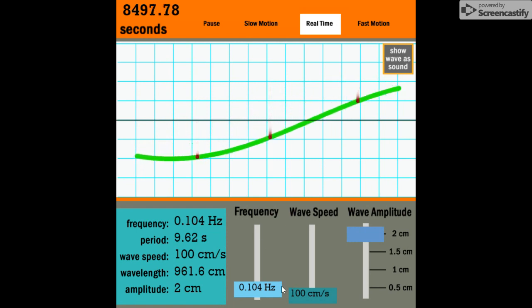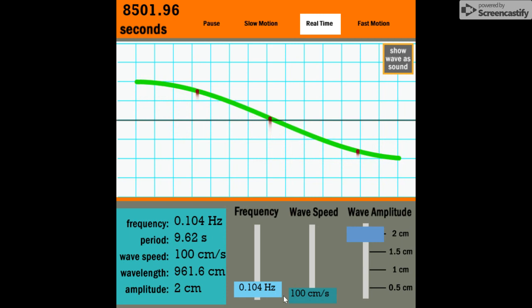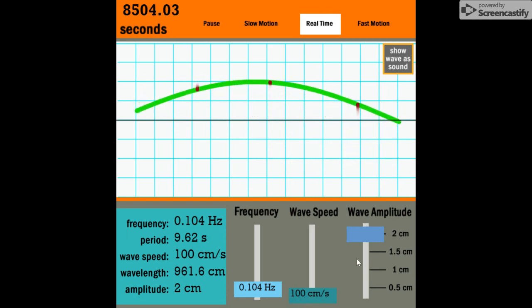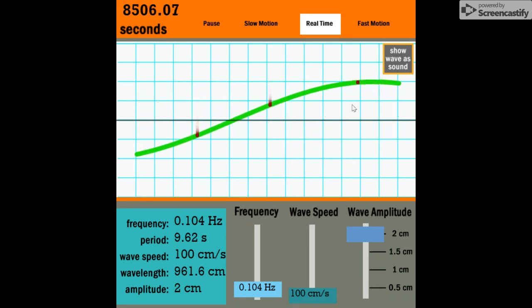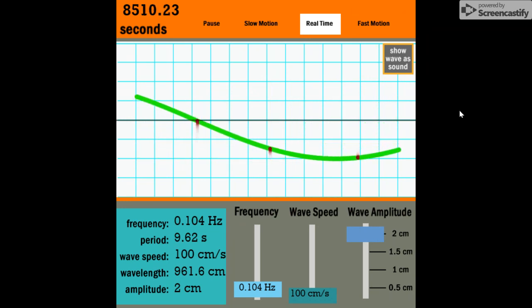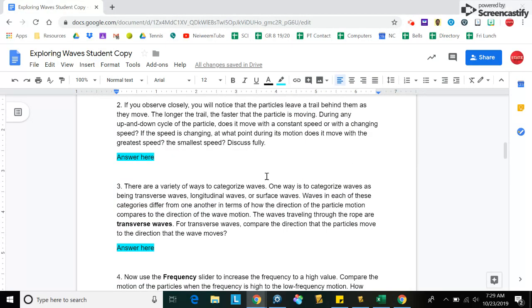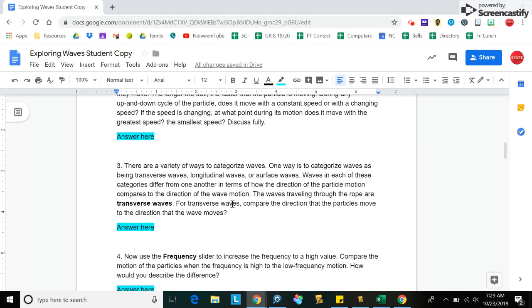It's talking about that. Remember, you want to be at roughly 0.100 hertz, wave speed of 100 centimeters per second, and an amplitude of 2 centimeters. We're watching in real time. We are looking at a rope. So your screen should look just like this when you're doing this part of the lab activity. So you'll answer here based on how it's moving, where it's moving, what things you find there.